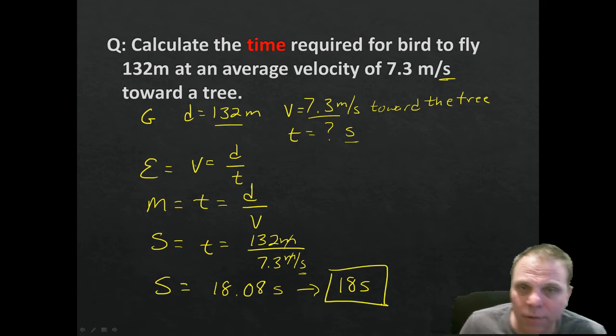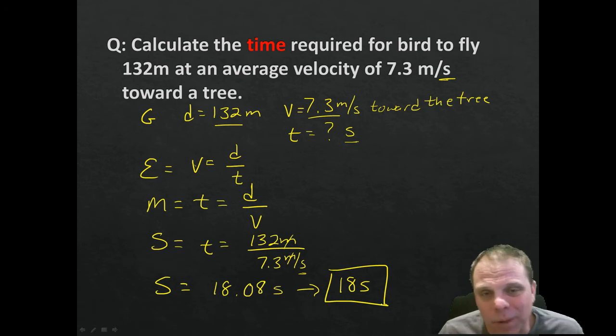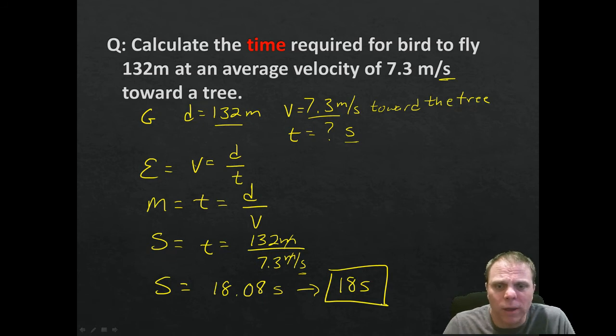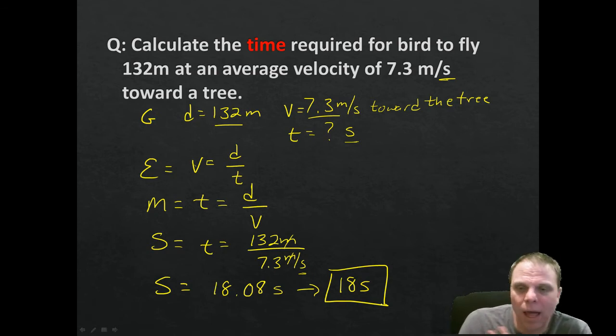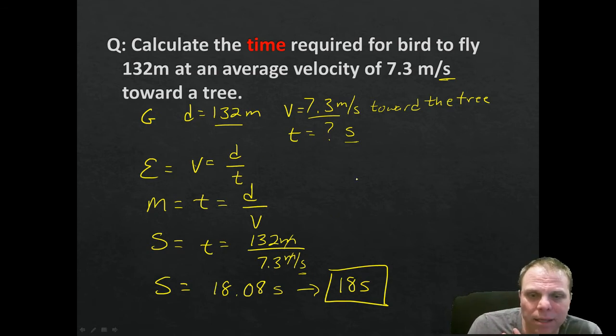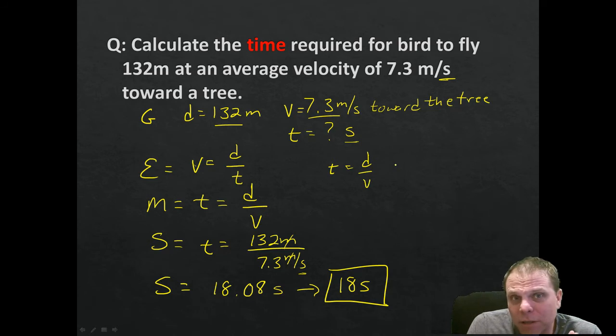Okay. So this is how you would do a problem in which you are solving for time. Now, really quickly, I want to show you my M step, that manipulate step, because a lot of you have not done this M step before. I just want to remind you how we would manipulate a formula like this. The rule in algebra says that if we do something to one side of the equation, we have to do it to the other side. We can do a lot of different things, but we have to do them to both sides of the equation.